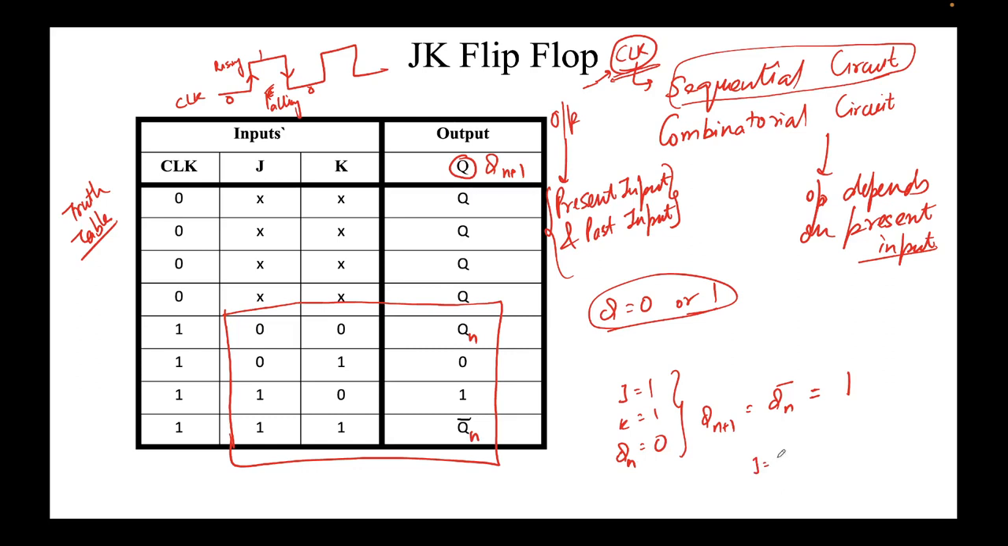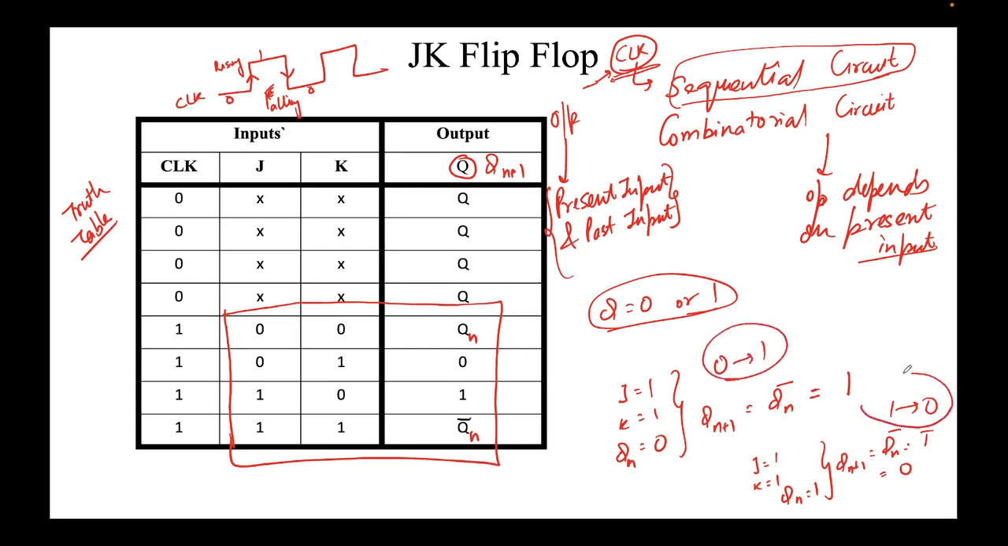And now let's take this case. J is equal to 1, K is equal to 1, and Qn is equal to 1. Again, we know when J is 1 and K is 1, Qn+1 will become Qn bar. What's the value of Qn bar? Qn is 1 in this case, and 1 bar is 0. So what's happening? The original value was 1 and the final value is 0. So it goes from 1 to 0. The value is toggling. In the previous case, it was toggling from 0 to 1.